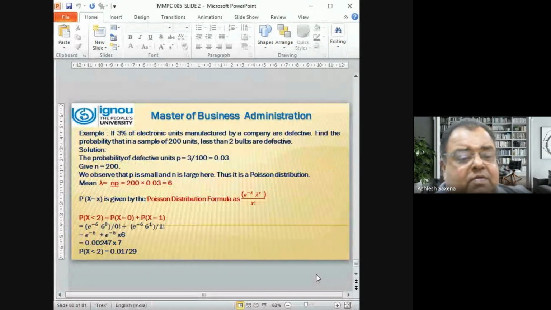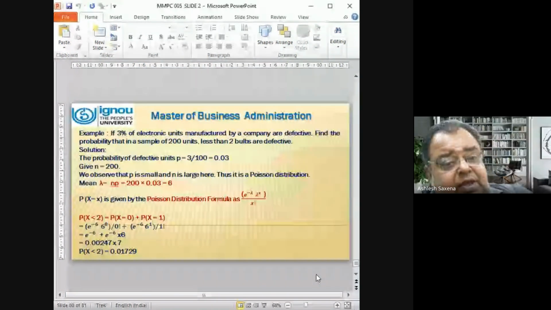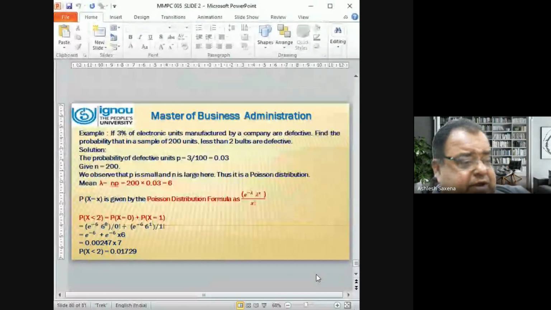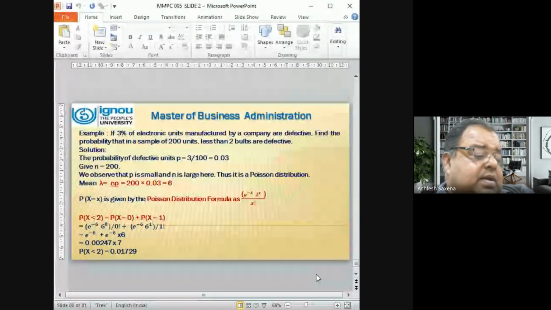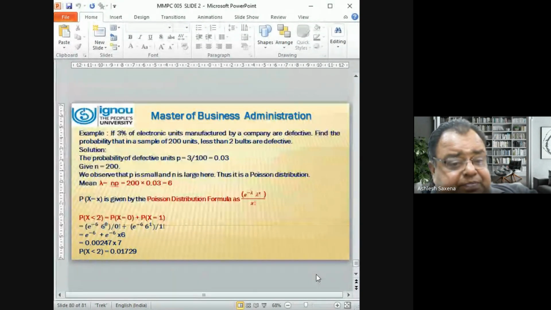Now the problem comes: how to identify what things have to be seen in a problem. If 3% of electronic units manufactured by a company are defective, that means the probability of defective units. Find the probability that in a sample of 200 units, then less than two bulbs are defective. First of all, we have to calculate the probability of defective units. The probability of defective units is 3%. 3% means 3 by 100. That means your p will be equal to 3 by 100, which is equal to 0.03.